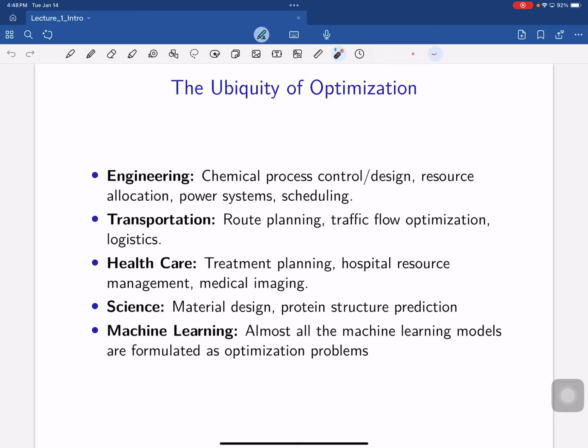And in healthcare, they have a similar problem to transportation, where maybe transportation is talking about flight attendants. How do you schedule different flights, right? And in healthcare, you also need to optimize the schedule of doctors and nurses, for example, right?